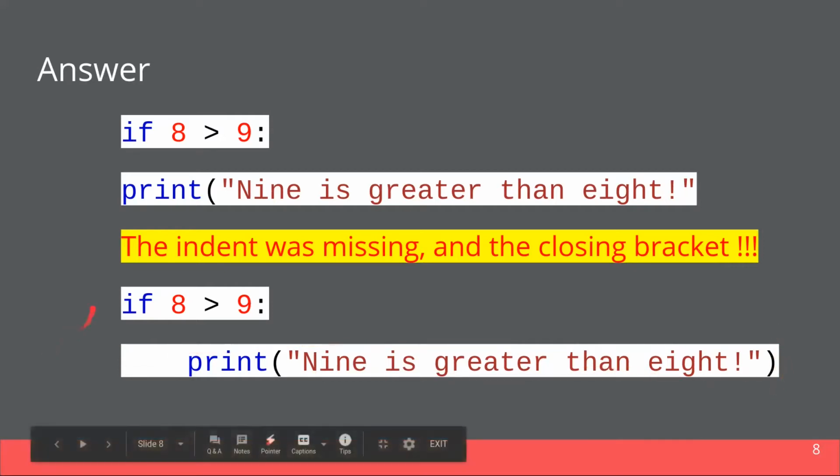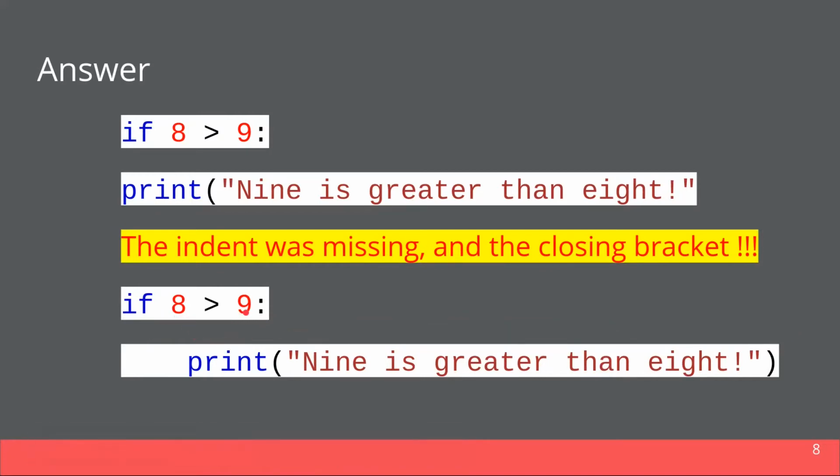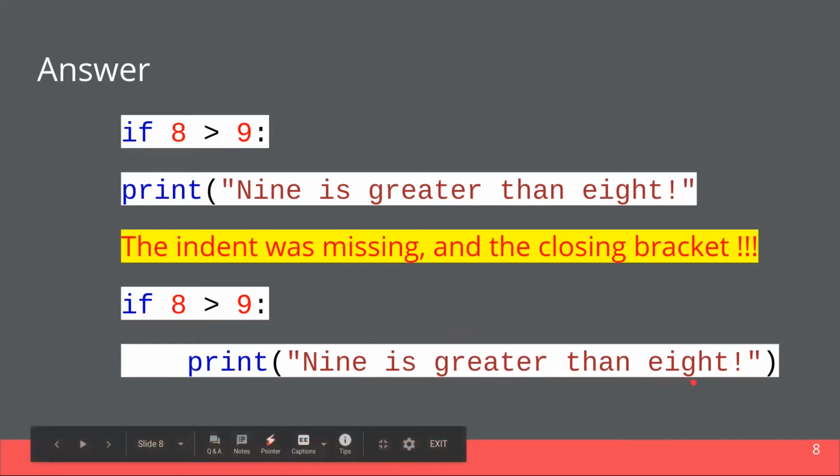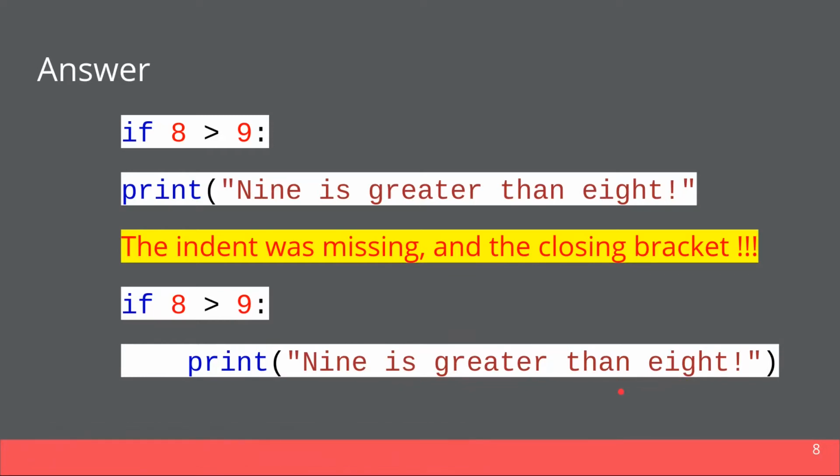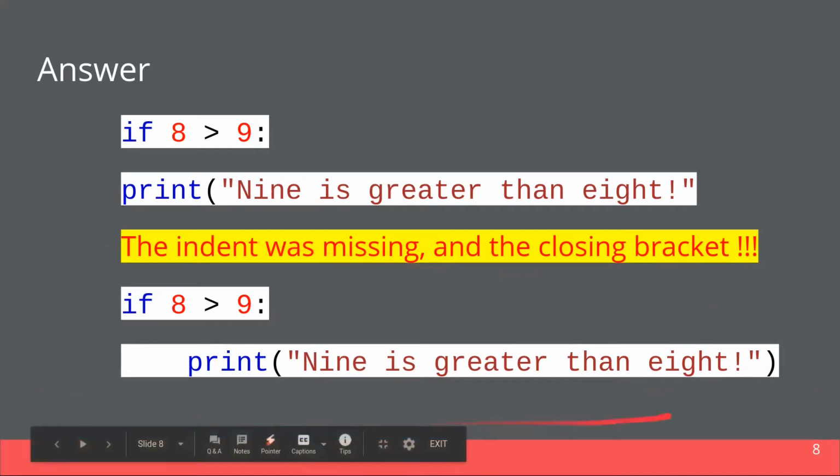All right, and this will print out. This is syntactically valid, even though it's automatically indented here. Okay, this will print out. So if 8's greater than 9, print 9 is greater than 8, even though that doesn't really make sense. That's just me being silly. Syntactically, to the computer, this is fine.